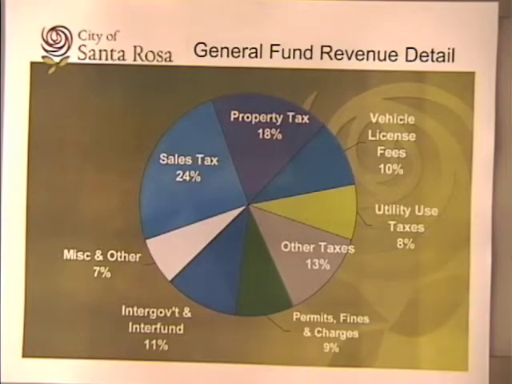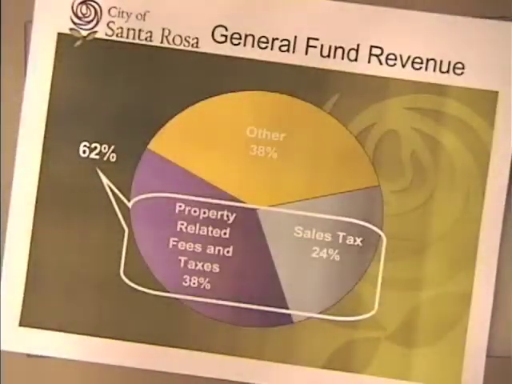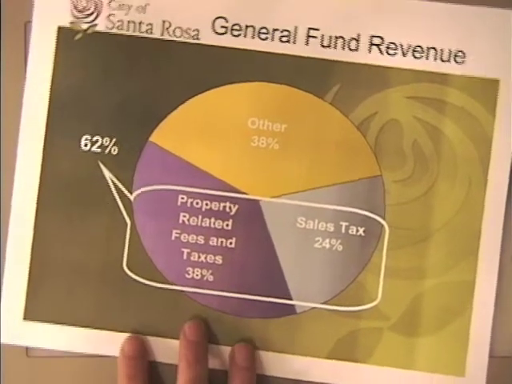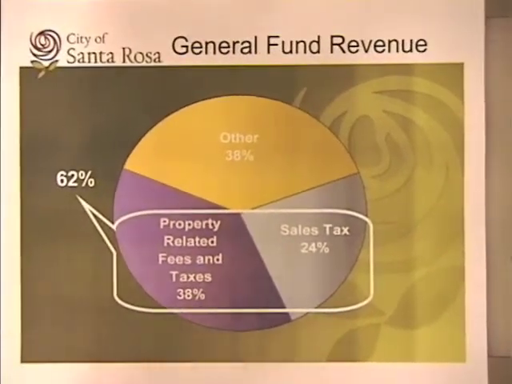I showed a pie chart in a previous blog, which I'll actually put up a slightly different one at this point in time. A little more, at a little higher level. And what you see here is that sales tax and property-related fees and taxes make up almost 2/3 of the revenue in our general fund. So let's start with sales tax.